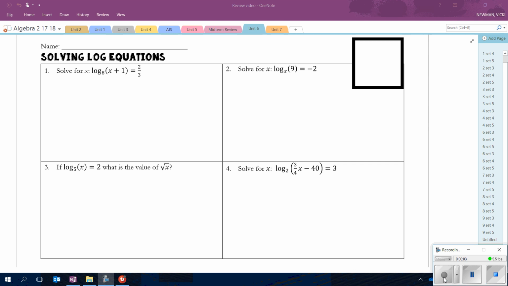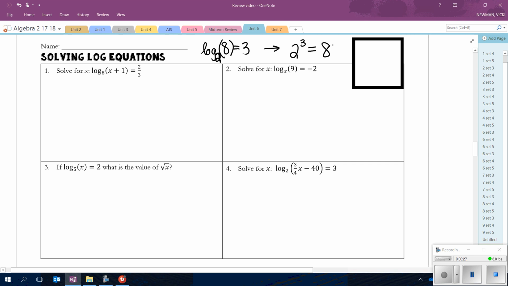Okay, so solving log equations should be pretty easy. We just have to remember to change the form. So to go from a log with a base, what do I do? 2 is my example. With 8 equals 3, we change that to an exponential of 2 cubed equals 8.